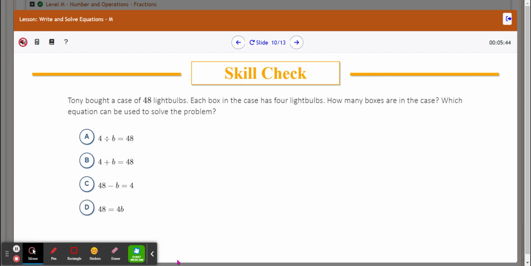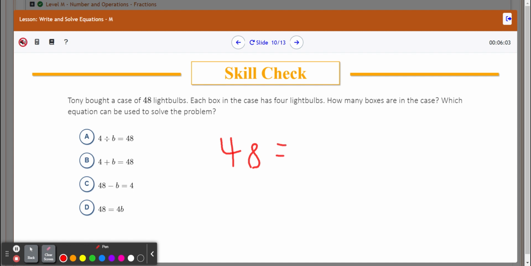And our last example, Tony bought a case of 48 light bulbs. So the case is 48 light bulbs. Each box in the case has 4 light bulbs. How many boxes are in the case? Which equation can we use to solve the problem? All right, so we know 2 factors. We know that the case has 48 light bulbs.